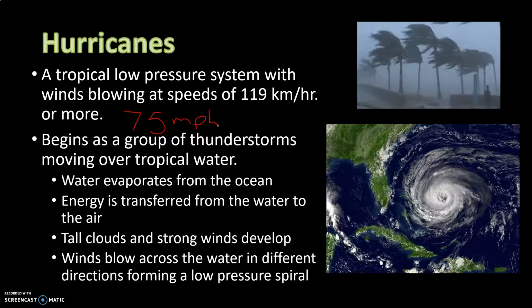And when it does, it's transferring the energy from the water into the air and creates kind of an instability. And it creates those tall clouds, those cumulonimbus clouds we talked about in thunderstorms, and it develops strong winds. When that happens, those winds blow across the water in different directions, and it forms a low pressure system. Basically, like we talked about in the video before, the low pressure system spirals in. So all of these are swirling in, and because of that, they're creating this right here, which is the hurricane eye. And that's the strongest part of the storm.